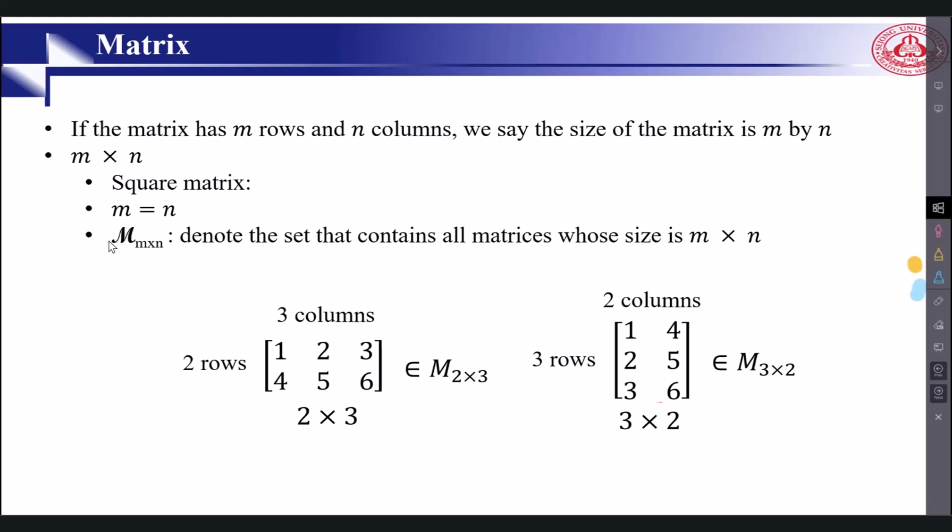And we show it with M as the name of the matrix, with the number of rows and the number of columns. For example, here we have a 2 by 3 matrix, we show it as M 2 by 3, and here we have a 3 by 2, we show it like this, M 3 by 2.